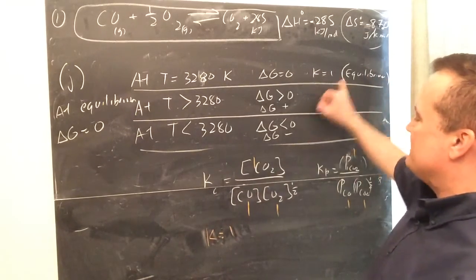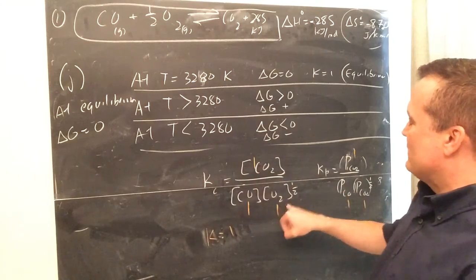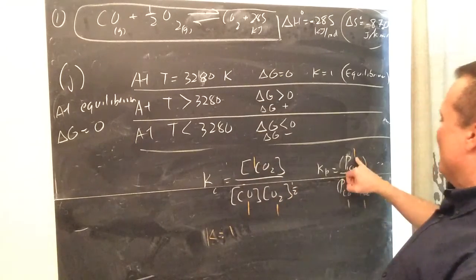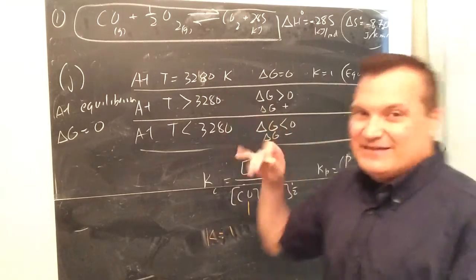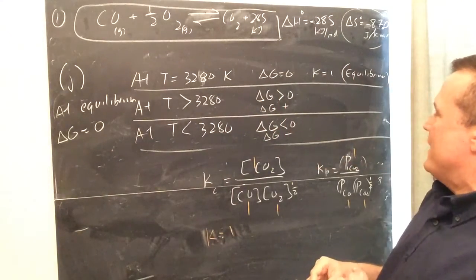So that's that situation up here. 1, 1, 1. 1 over 1 times 1 to the 1/2 power is 1. That's all it is. So that's why they get the idea of, theoretically, K would equal 1.